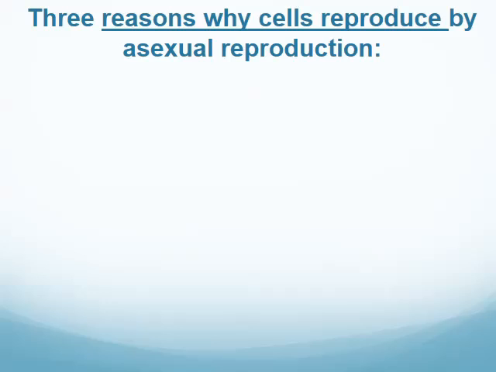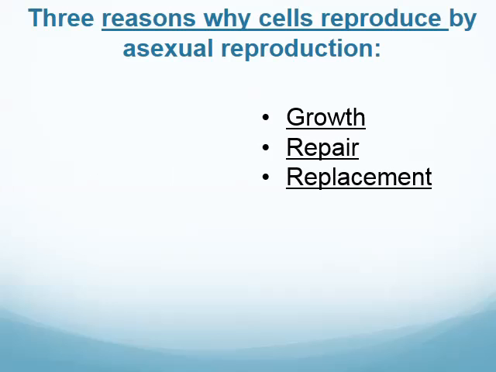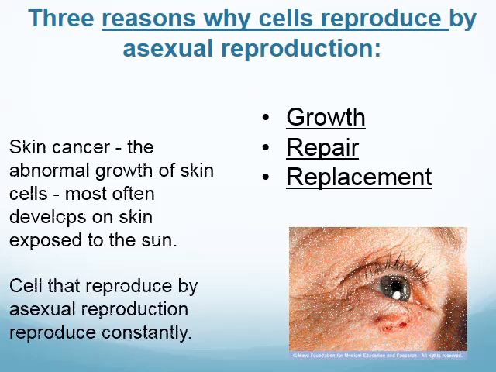There are three reasons why cells reproduce by asexual reproduction. The first is growth. The second is repair. And the third is replacement. As we grow, we need more cells. When our body gets damaged, we have to repair those cells. And also, like we said before with the reptiles, we have to replace cells that are either damaged or destroyed.